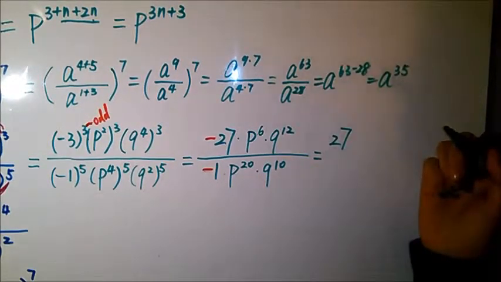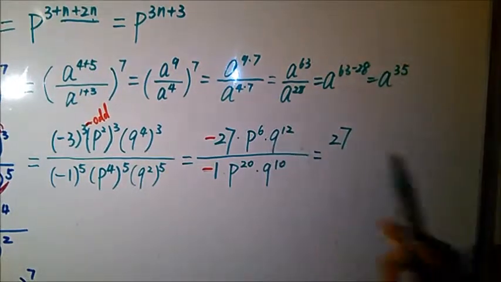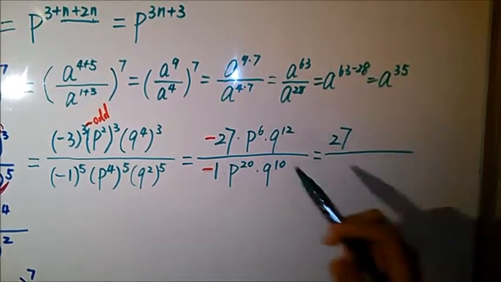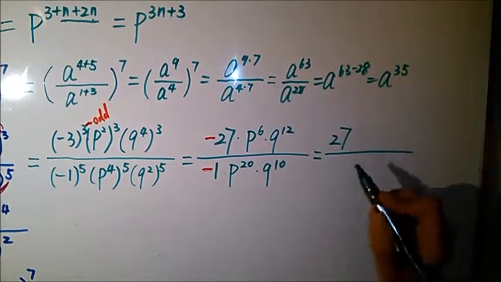Okay, if we look at p to the 6th power, we look at the like bases, p and p. We have 20 minus 6. When we divide, we subtract the exponents. And we're going to go to the one with the greatest power, the 20. So 20 minus 6 is going to be 14. So p to the 14th will be in the bottom.